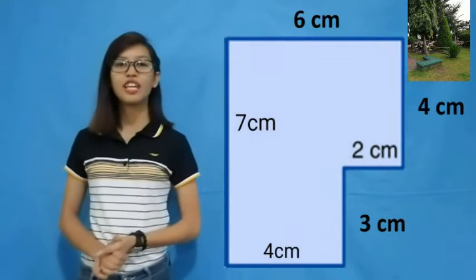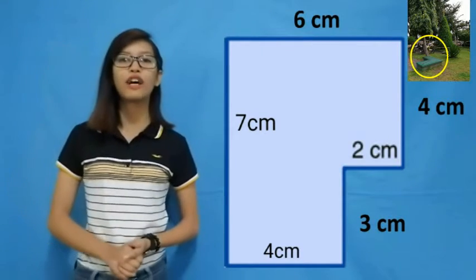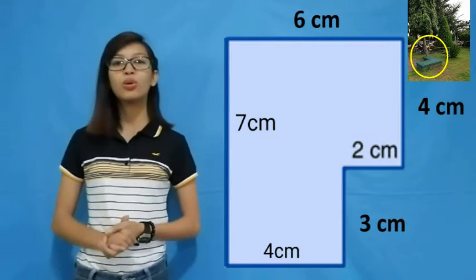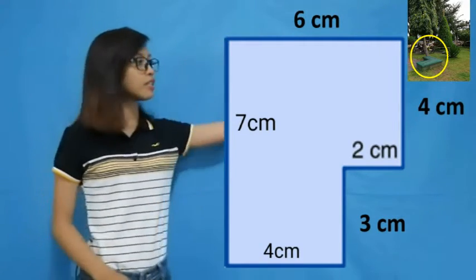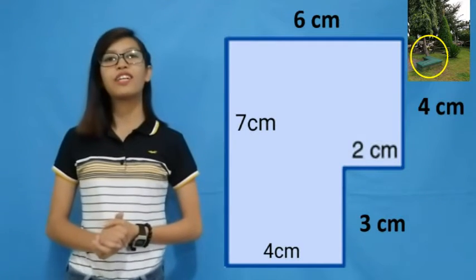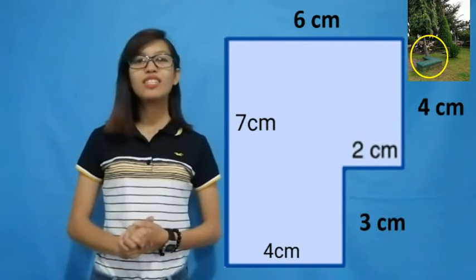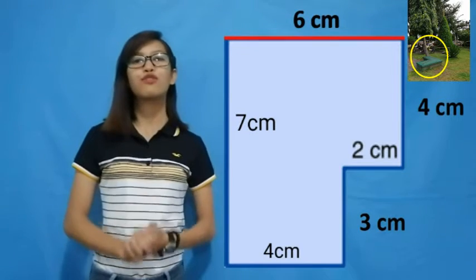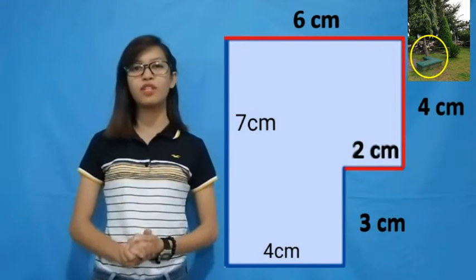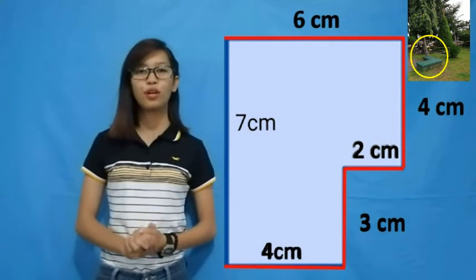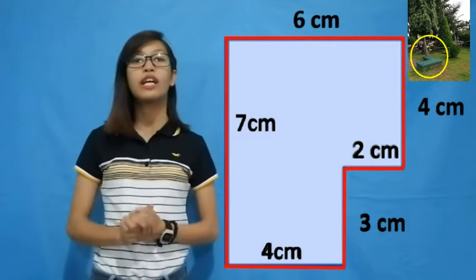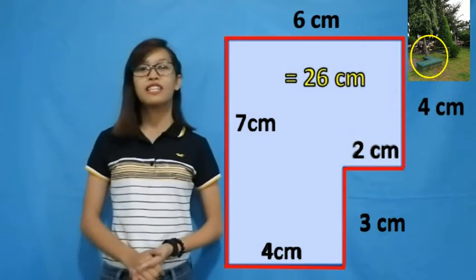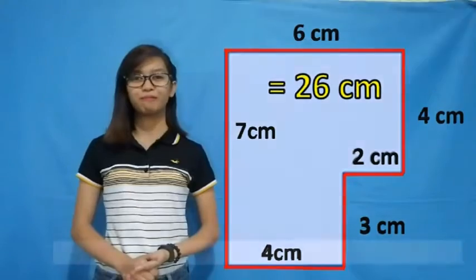In this irregular shape, we cannot use the second way in finding the perimeter, which is multiplying the measure of one side by the total number of sides, because each side of this shape has a different measure. Meaning, we just need to add the measure of all sides, which is 6 cm plus 4 cm plus 2 cm plus 3 cm plus 4 cm plus 7 cm is equal to 26 cm. So the perimeter of this irregular shape is 26 cm.